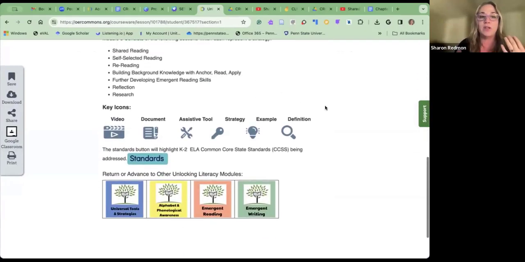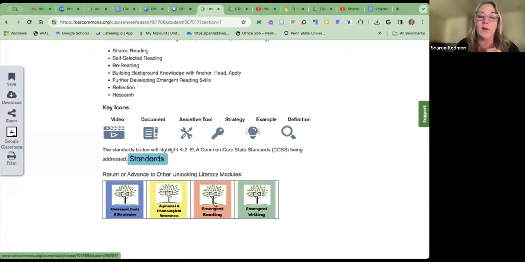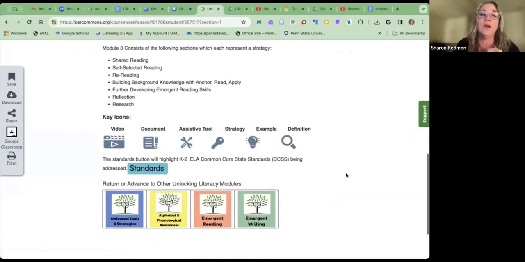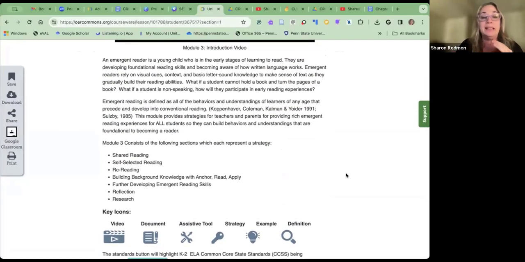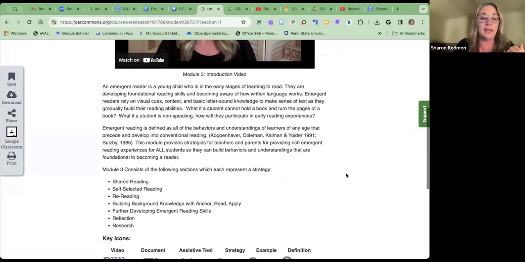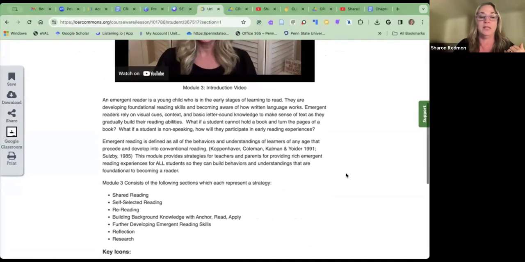So we have four modules right now of this unlocking literacy, and it's really great to start out with these universal tools and strategies. We have alphabet and phonological awareness, and then emergent reading, which we're working on now. So the modules are self-paced. They have links to outside modules from all over the US, different centers, different things that are happening out there to give you that opportunity to expand your learning.